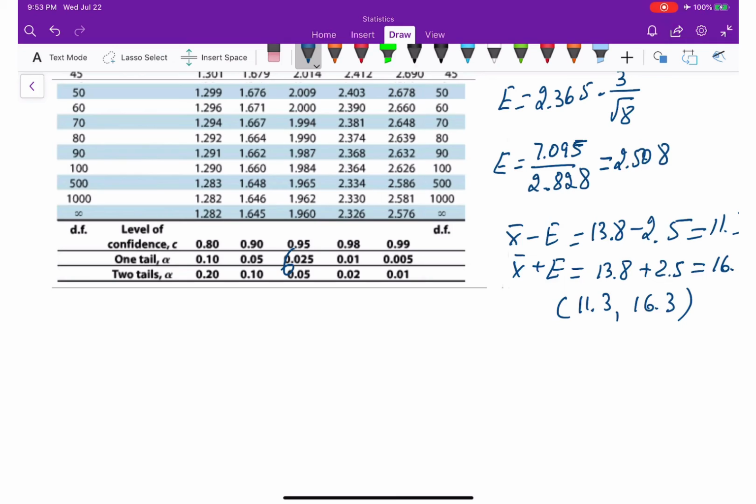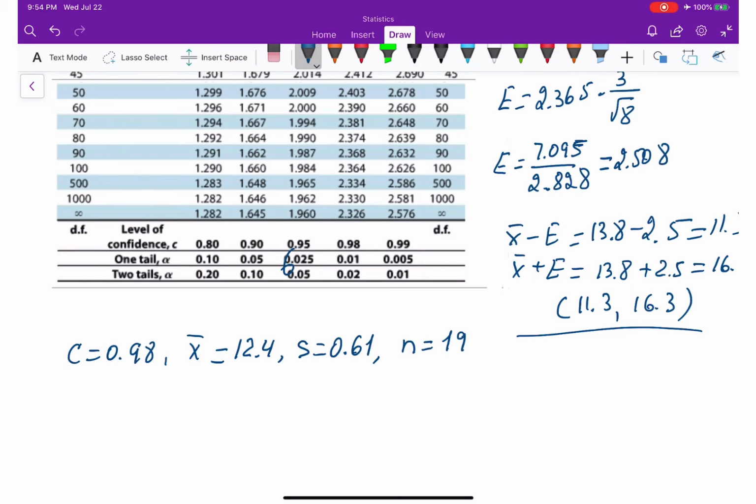Okay, let's see what we have here this time. So C is equal 0.98, X bar is equal 12.4, S is equal 0.61, and N is equal 19. So we need to find mu that is greater than X bar minus error, less than X bar plus error.